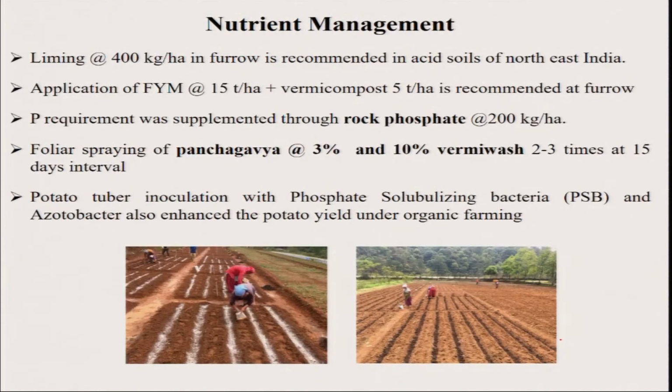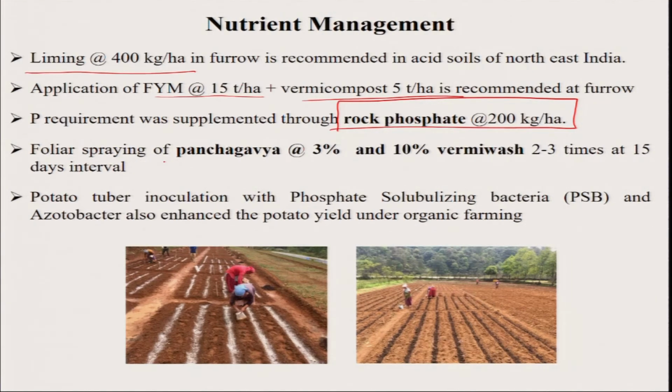Now for nutrient management: liming at the rate of 40 kilo per hectare. We also advocate the use of farmyard manure 15 ton per hectare and vermicompost 5 ton per hectare, that is 3:1. Similarly, we can also apply rock phosphate, because in certain parts where the soil is acidic and phosphorus is deficient, rock phosphate is advisable.